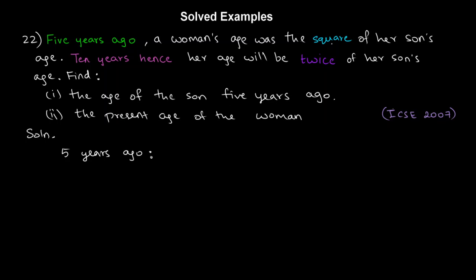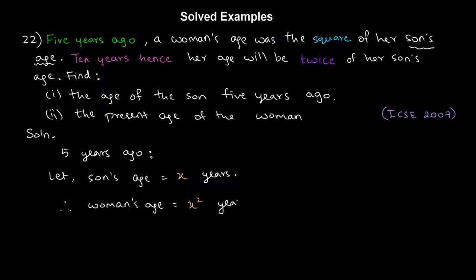So generally, the object which comes later in the sentence, like in this case, the woman's age was the square of her son's age, now the son's age is appearing later in the sentence. So we'll consider that to be x, right? So 5 years ago, I can say let son's age equal x years, right? And the woman's age is a square of a son's age, so therefore the woman's age will be equal to x square years, right?